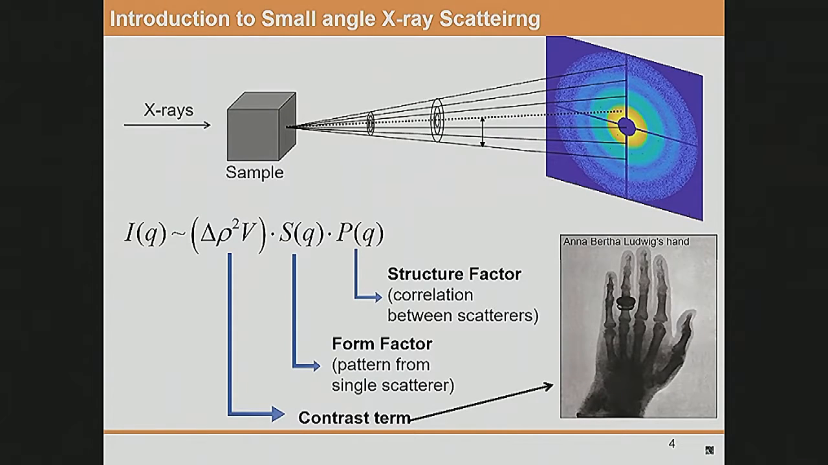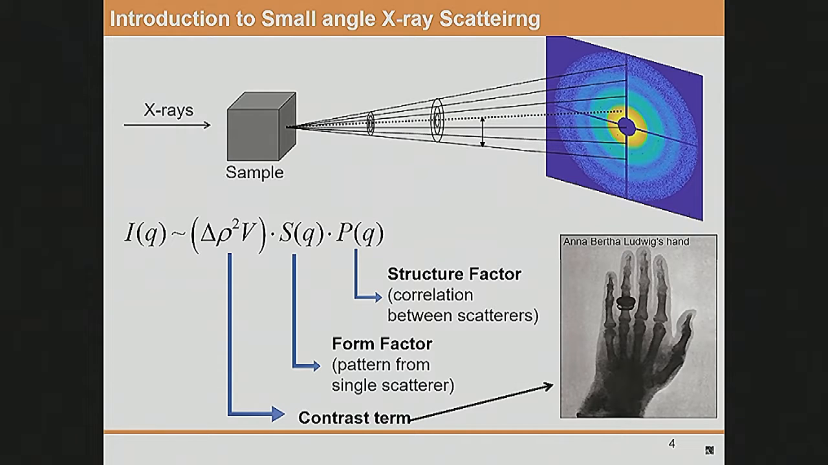So first, introduction to SAXS. We have X-rays hitting a sample, and we get a scattering pattern. I should have put Bragg's law in here, but I think you guys know it. So the intensity that you get from SAXS is related to mainly three different components.